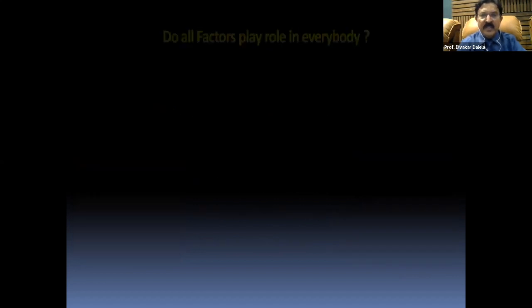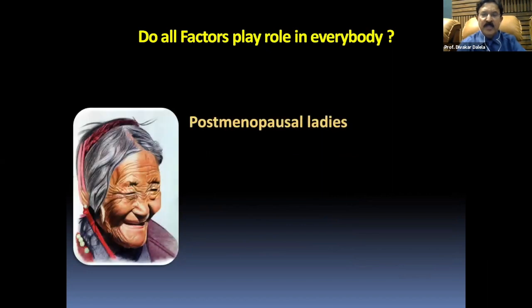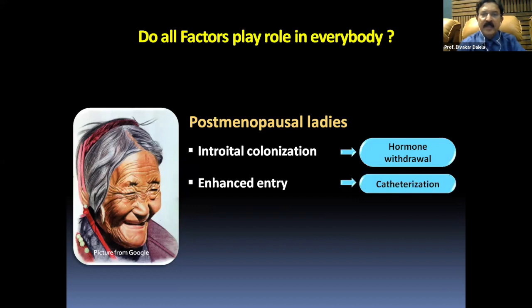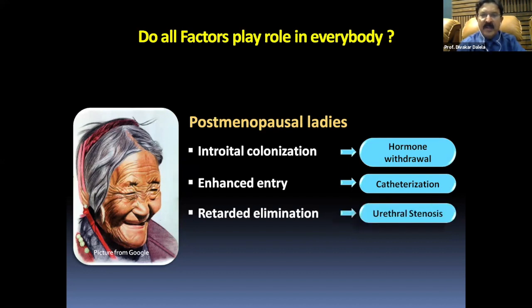So if you see the third age of the ladies, the postmenopausal ladies, here the reason for greater introital colonization is hormonal withdrawal. They lose estrogen in the body, because of which there are changes in the epithelium of the genitalia, and the introitus becomes very prone to bacterial growth. These ladies have reasons to be catheterized because of diseases, age, and debility. So the catheter is the reason for enhanced entry of bacteria into the urinary bladder.